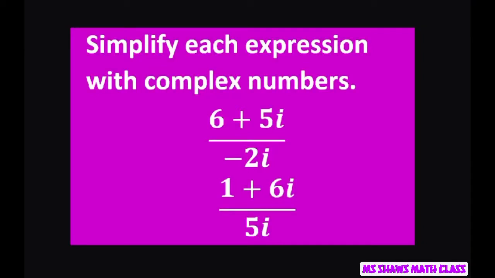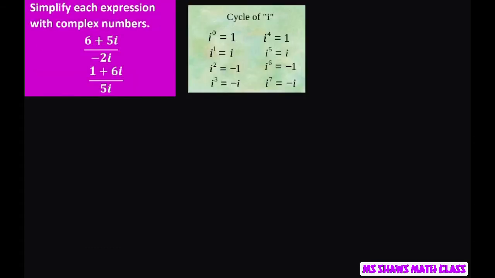Everyone. We're going to simplify each expression with complex numbers. So basically what the problem is with this is that we have (6 plus 5i) divided by negative 2i, and i is the square root of negative 1. So we cannot have a denominator with the radical in it.